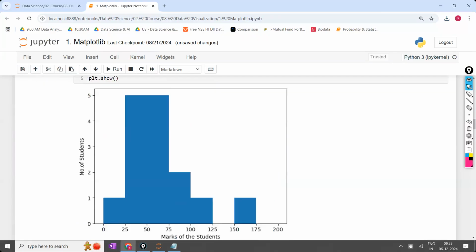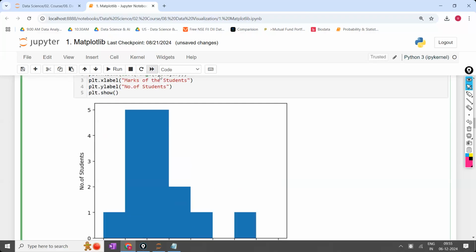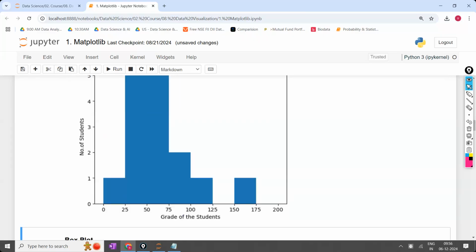Everyone is clear? So the X label, whatever you write as the X label, sir, say instead of marks, grade. Grade of the students. See here, grade. Whatever you are writing in the X label, the same thing it will add.